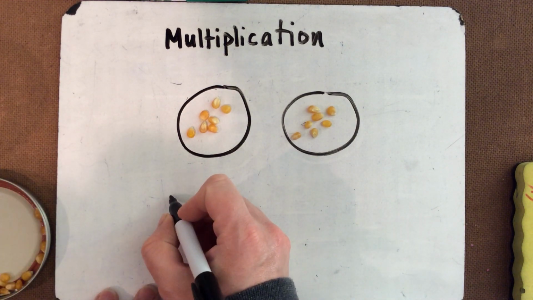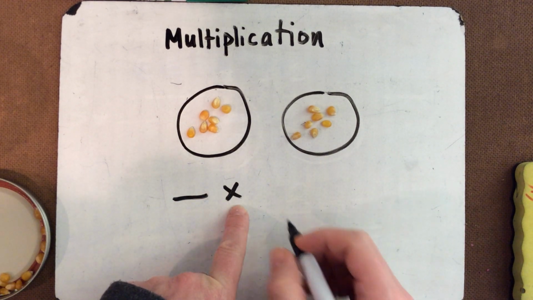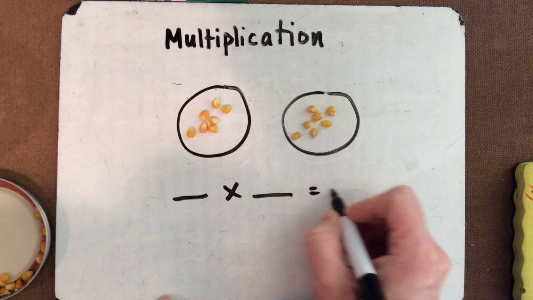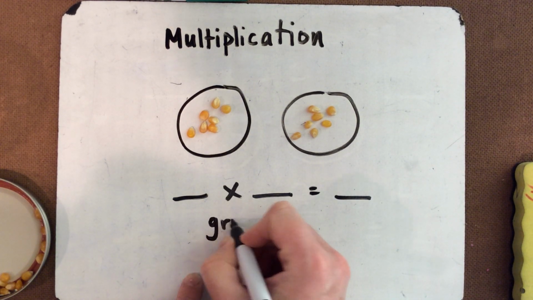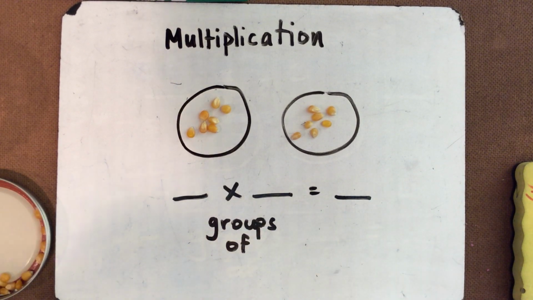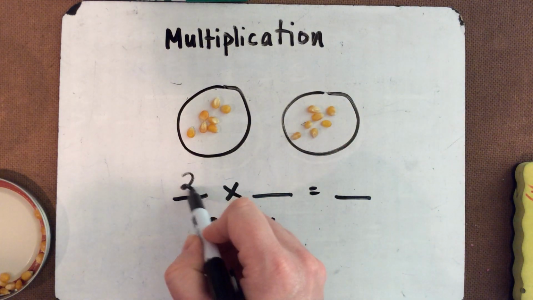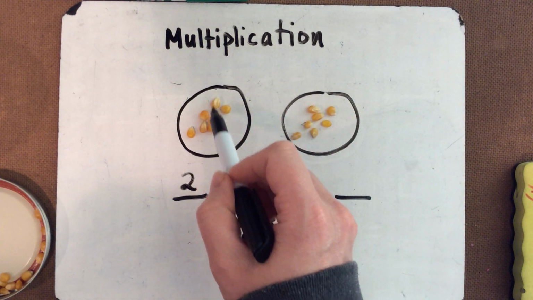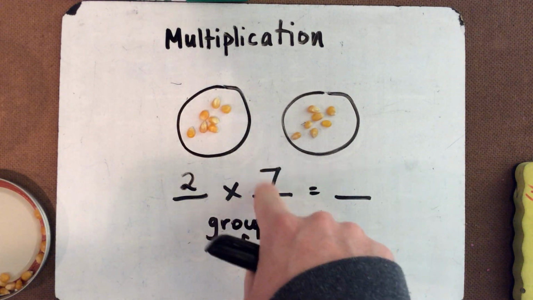And so you'll see in math books, you'll see a number, and this is the symbol for multiplication, an x. A number times a number equals a number. But what I want you to really remember is that this x is really meaning groups of. Groups of. So in this example, I have 2 groups of 1, 2, 3, 4, 5, 6, 7 kernels in each group. This is where it's important that we're talking about equal groups.